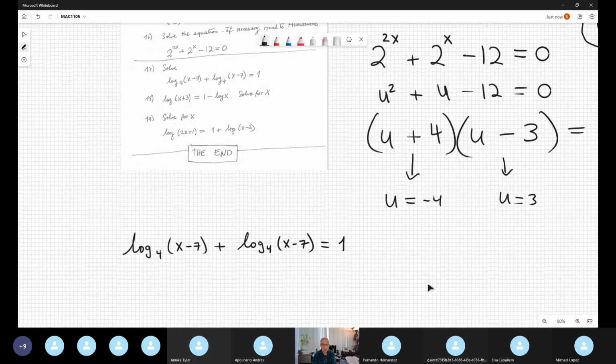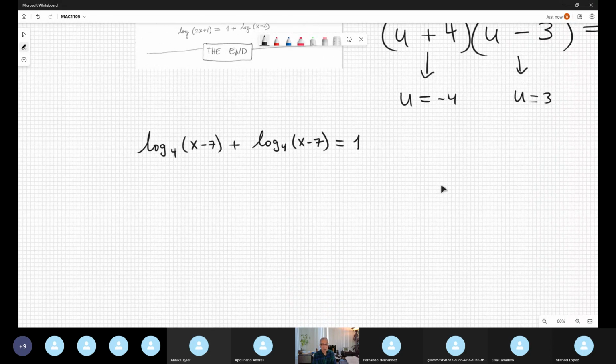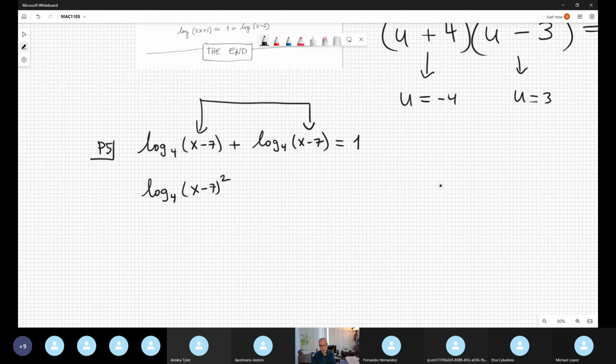One possibility is, well, it always happens that step 1 in the solution of a logarithmic equation is condensing. So you have 2, 3, 4, 5, 6, I don't care how many logarithms you have, you condense them into only one. And you apply the property number 5 because it's plus, multiplication. So the logarithm base 4 of x minus 7 times itself. It's a coincidence, it doesn't always happen, but in this case it's the same. You can write it like that, or you put a square, either way. Equal 1.